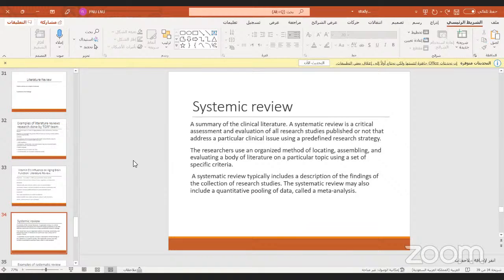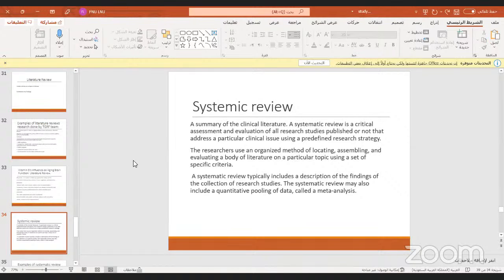Moving to systematic review. It's a broader concept of literature review, a summary of clinical literature. A systematic review is the critical assessment and evaluation of all research studies, published or not, that address a particular clinical issue using a predefined research strategy. The researchers use an organized method of locating, assembling, and evaluating a body of literature on a particular topic using a set of specific criteria.